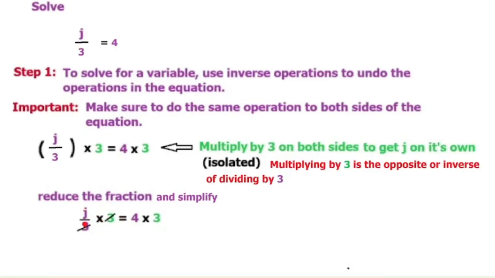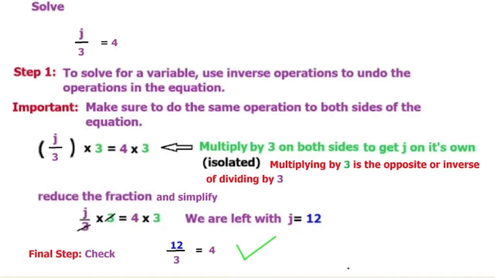Okay, so j over 3 times 3, you just cross these two out, they reduce. You're just left with 1 here, 1 and 1. So you don't need to put the 1 because it's implied, it means it's there. So then you just simplify this 4 times 3. So we are left with j equals 12.